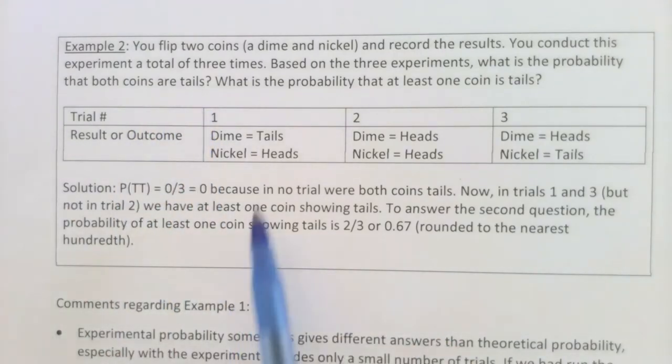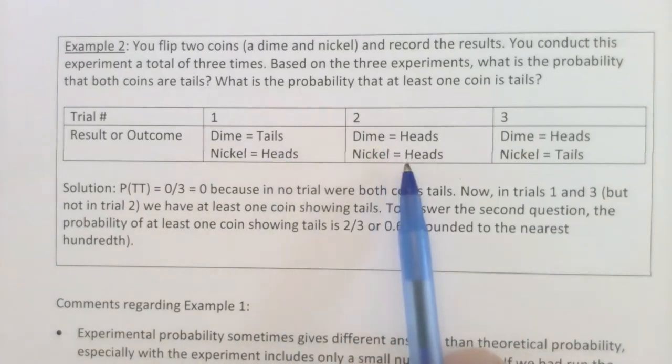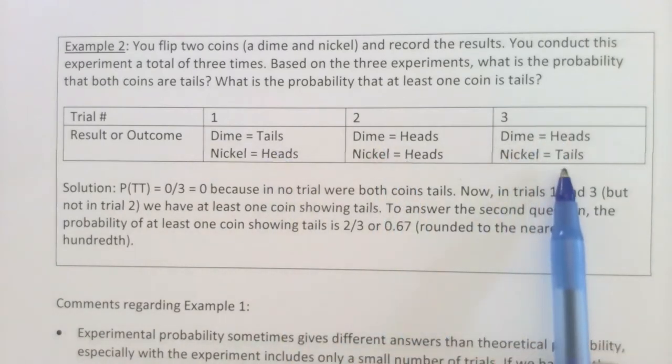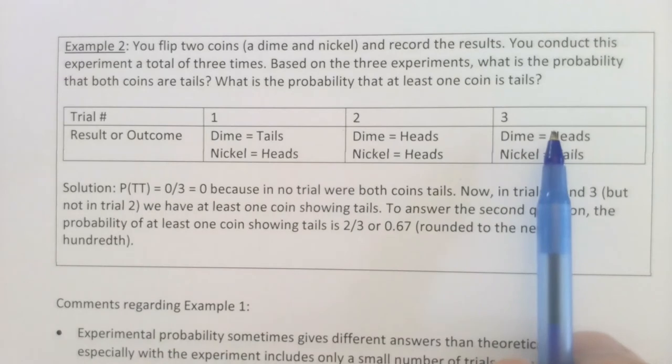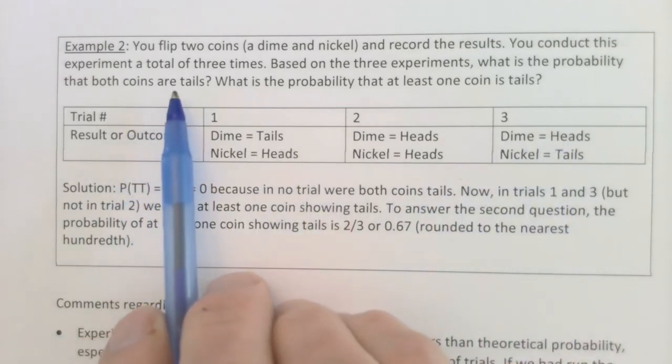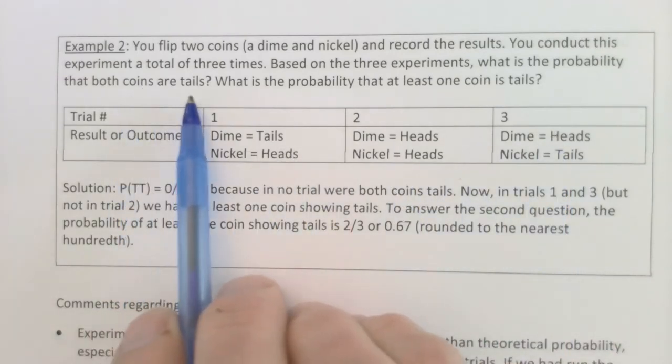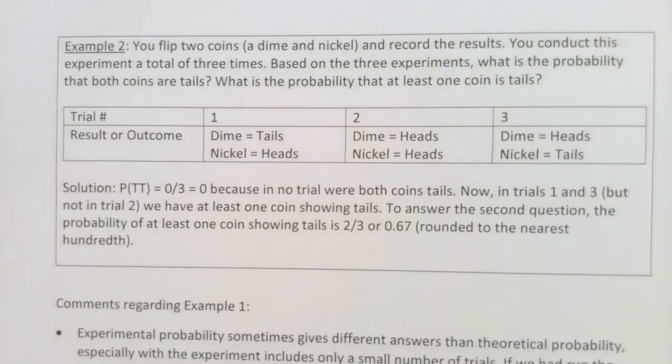I didn't get both coins landing on tails. I ran three trials. Zero times did I get both coins as tails, which was our favorable outcome. So the solution is the probability of tails and tails is zero, because zero divided by three is zero.